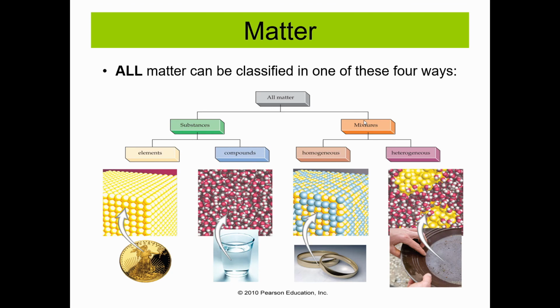In a mixture, we're going to have multiple substances combined together. If we have these multiple substances combined together in a way that's completely uniform, we have a homogeneous mixture. This would be something like a bronze alloy. If we have a heterogeneous mixture, we're going to have a variety of different elements or compounds combined together randomly. And so something like picking up a handful of sand would be an example of a heterogeneous mixture.